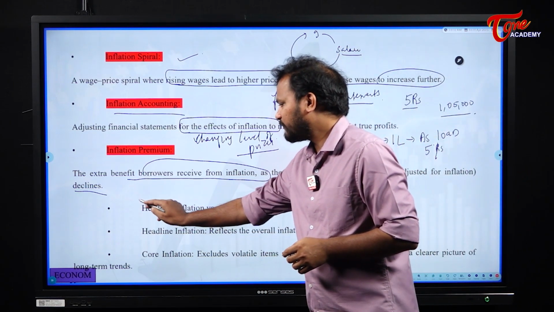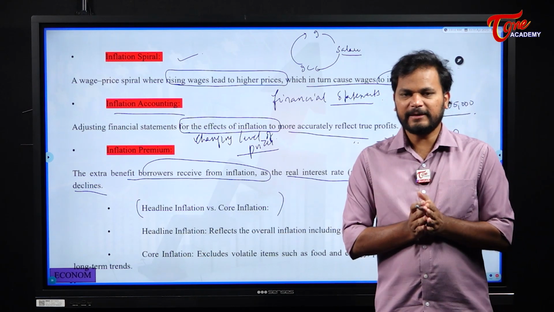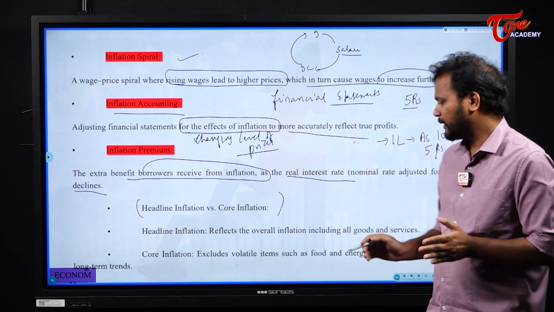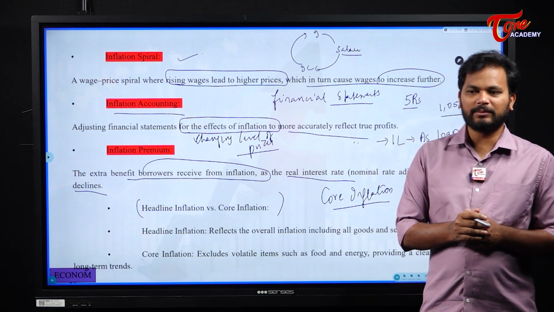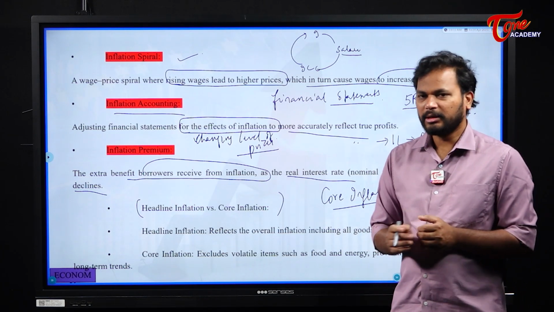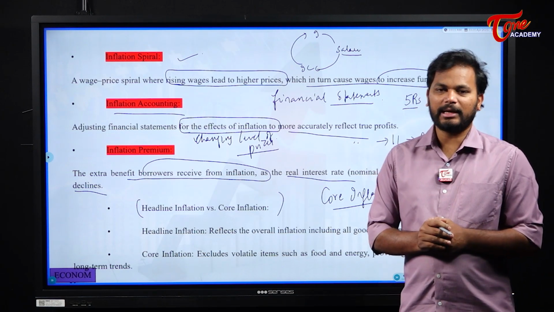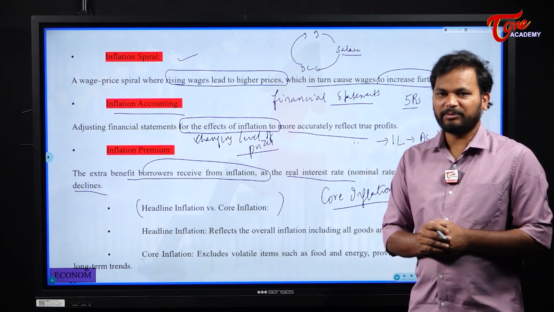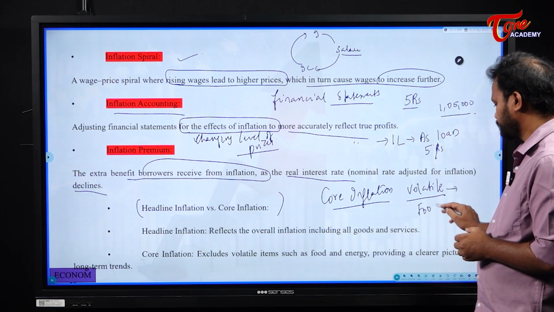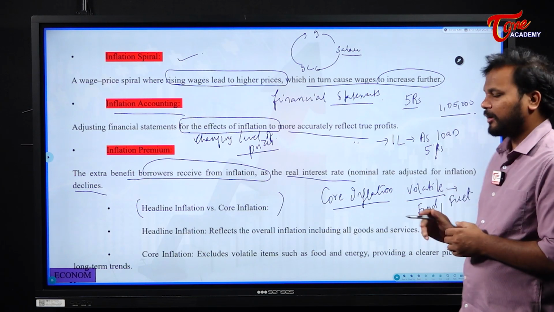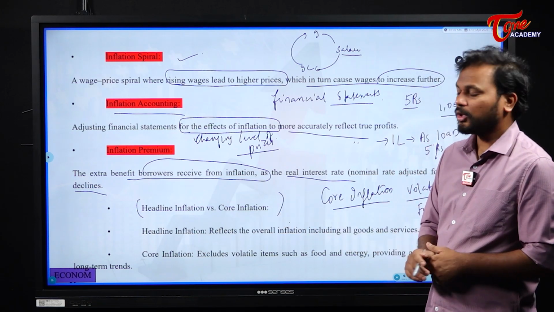Next, the headline inflation and the core inflation. See, core inflation is the inflation rate where certain volatile items are excluded from the calculation of inflation. Volatile items like food, fuel, etc. are excluded from the total calculation of inflation. That is what is called the core inflation.